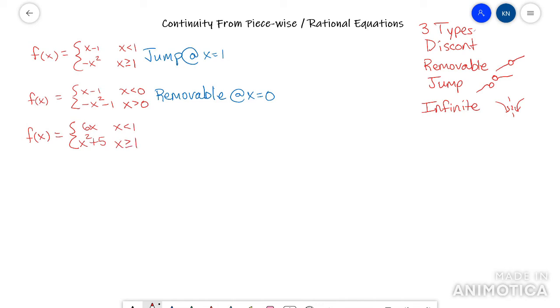Okay, when I look at this problem, the first thing I see is that 1 is part of my domain because it's got an "or equal to" there. So I know it's possible that it could be continuous, but it could also have a jump. It just depends. I have to check by plugging in this 1. If I do that, I get 6. Plug in this 1. If I do that, I get 6. So see how these match and 1 was part of my domain? This is an example of a continuous function.